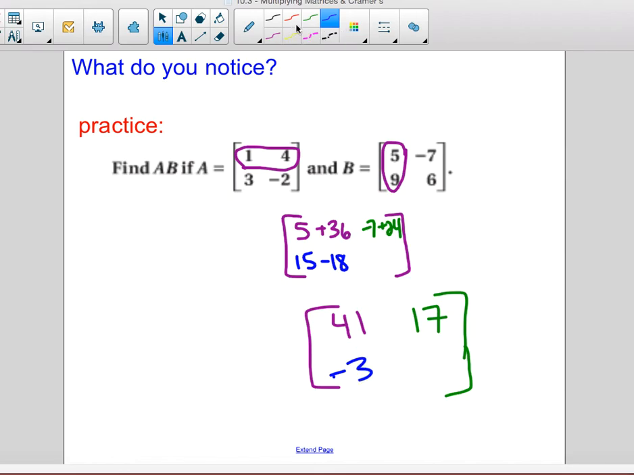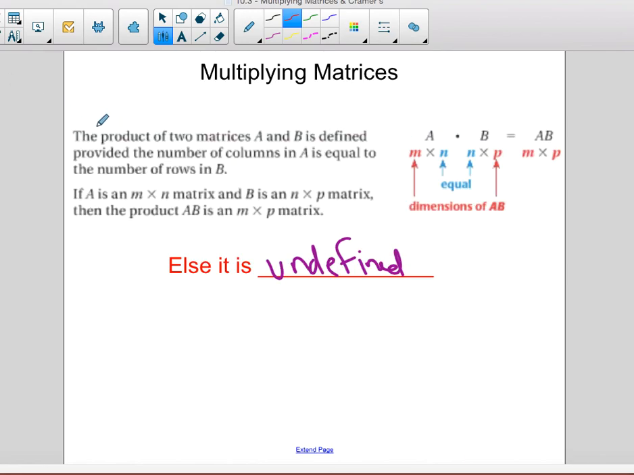And then last but not least, the bottom right. So bottom row, right column. I have 3 times negative 7, which is negative 21. And the second number, negative 2 times 6, which is minus 12. So I'm going to get negative 33. And that's pretty much it. I think you have just a few questions to do for the work on this one. Again, it doesn't have to be square, though. As long as the number of columns here matches the number of rows there, then you are okay.